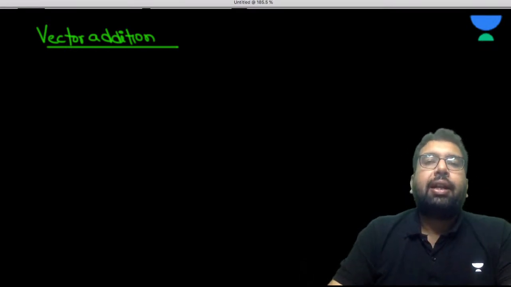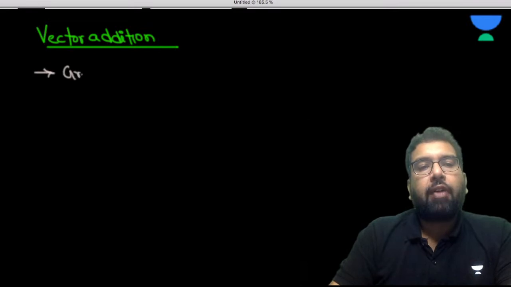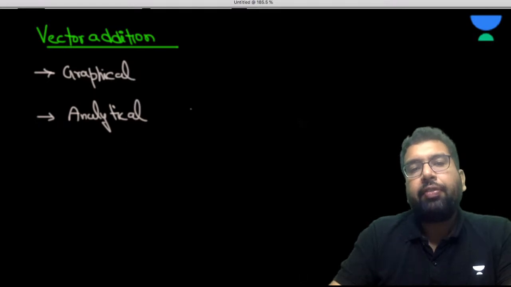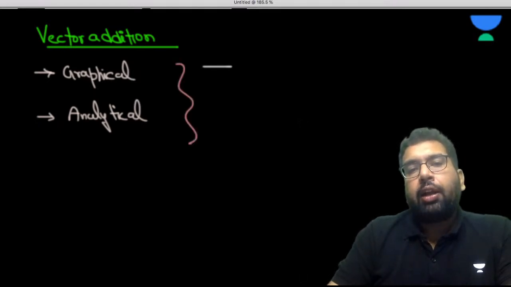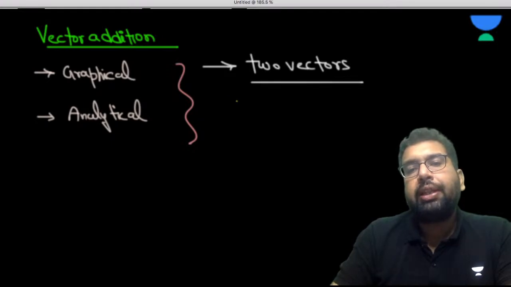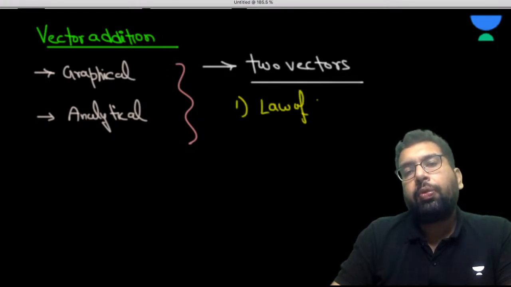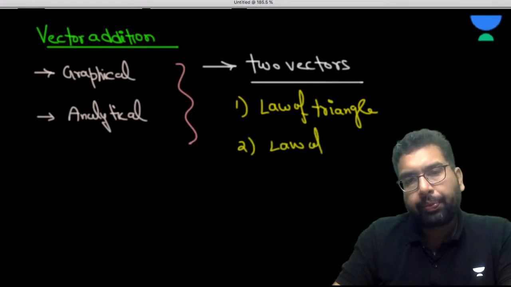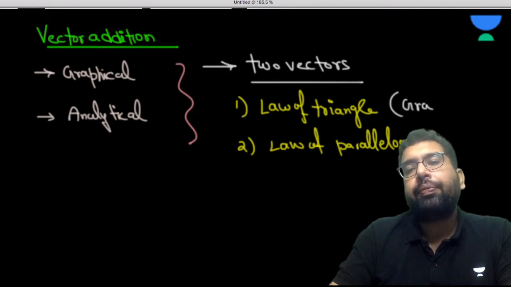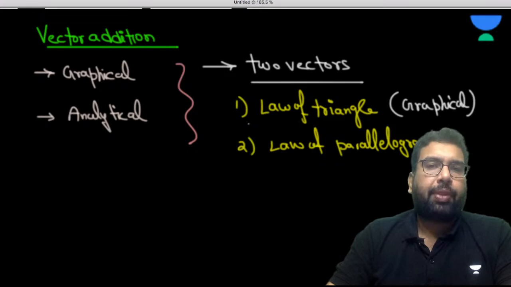So now talking about vector addition, there are two ways. One is graphical and one is analytical. When you are adding two vectors, basically you are going to use these two things: the law of triangle of vectors, and secondly, the law of parallelogram of vectors. The law of triangle of vectors is basically graphical, but very useful. Are you getting my point?